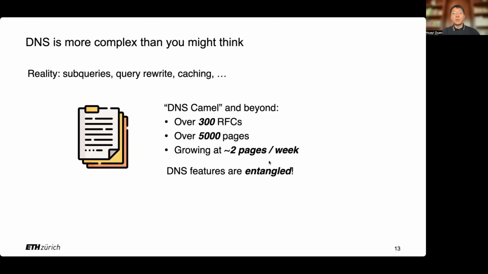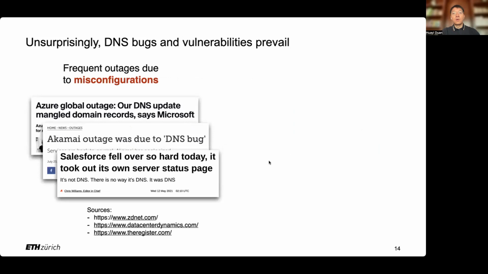What we have seen is just the tip of the iceberg. There have been over 300 DNS-related RFCs today, and this is still growing. Moreover, DNS features are not orthogonal to each other. Introducing a new feature may affect many parts of the system in unexpected ways. With all this complexity, it's unsurprising that DNS is very hard to get right, especially in large-scale deployments.